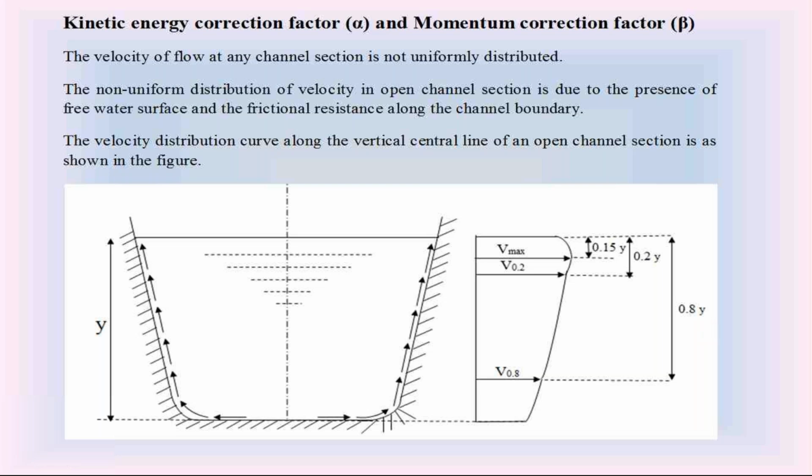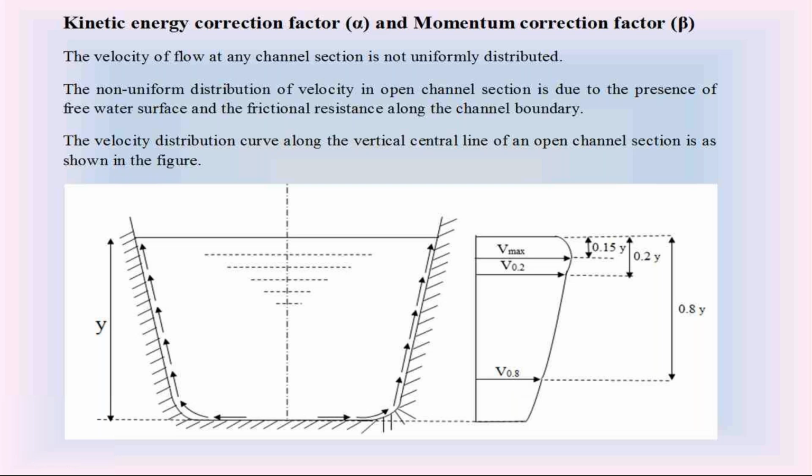We indicate those velocities as V0.2. This is the velocity of flowing water in the channel at a depth of 0.2 y from the top. The next one is V0.8. Check these two velocities. V0.2 and V0.8 are not the same. They are different velocities. Since the velocity of water flow is non-uniform from top to bottom, the velocity V0.2 is not the same as velocity V0.8.